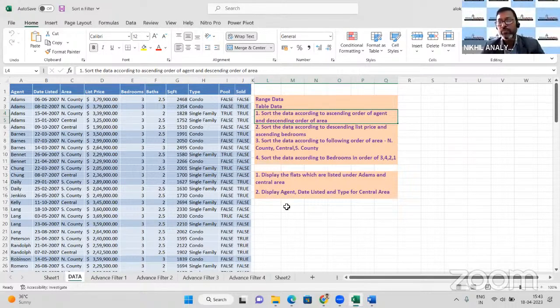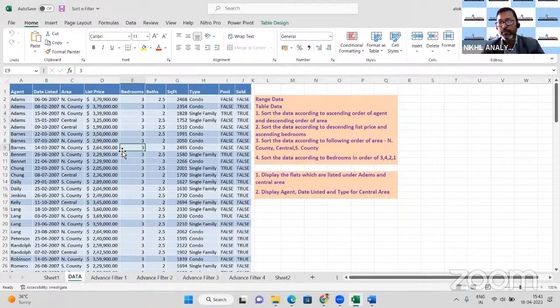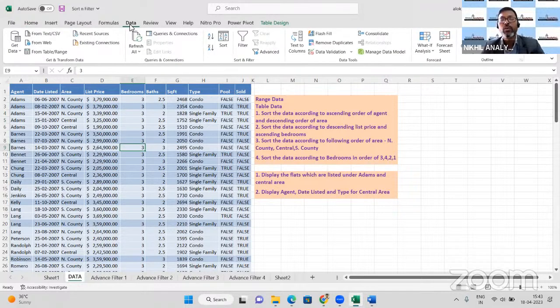For this case, the steps are very simple. Step 1, select any single value of your data. On the top, you can see multiple tabs. Home, Insert, Page Layout, Formulas, and Data. Go to the Data tab. This will open the Data ribbon, and in the ribbon, we have a Sort icon. Just click on the Sort icon to sort by multiple columns. For a single column, you can use A to Z or Z to A. This is the single column sorting. This is for multiple column sorting.